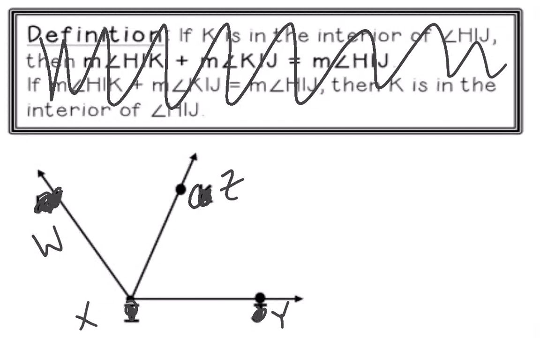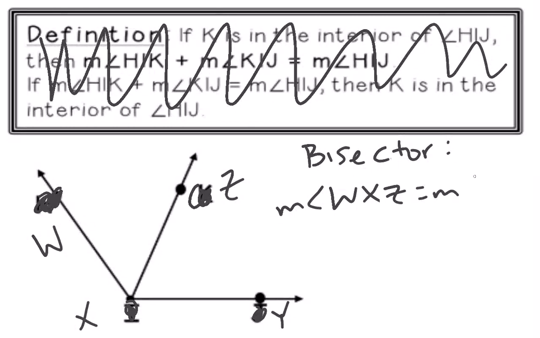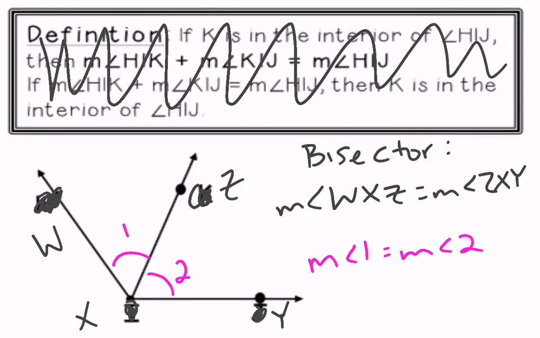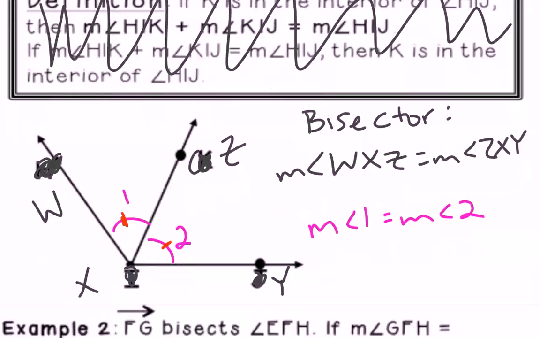So when I'm doing an angle bisector, that means that in this case, measure of angle WXZ is equal to the measure of angle ZXY. Or if I just add some numbers, angle 1 is going to be the same as angle 2. Measure of angle 1 equals the measure of angle 2. And the way we notate when things are congruent or the same, reminder, is a little hash mark like that. So that means those two angles are the same.